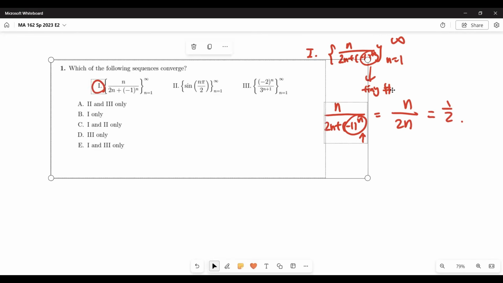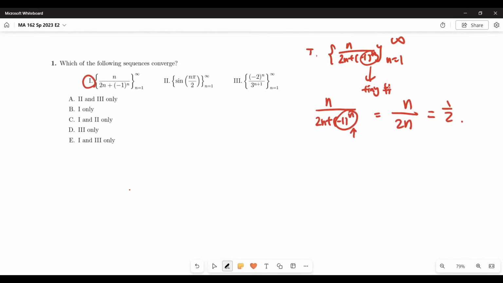So that means A is not right and D is not right. Right. Okay, let's check the second one. Second one is sine n pi over 2, n equals 1 to infinity.